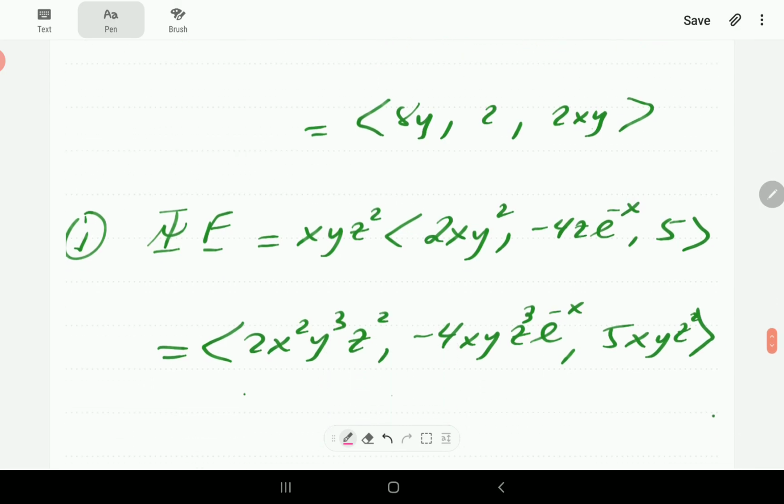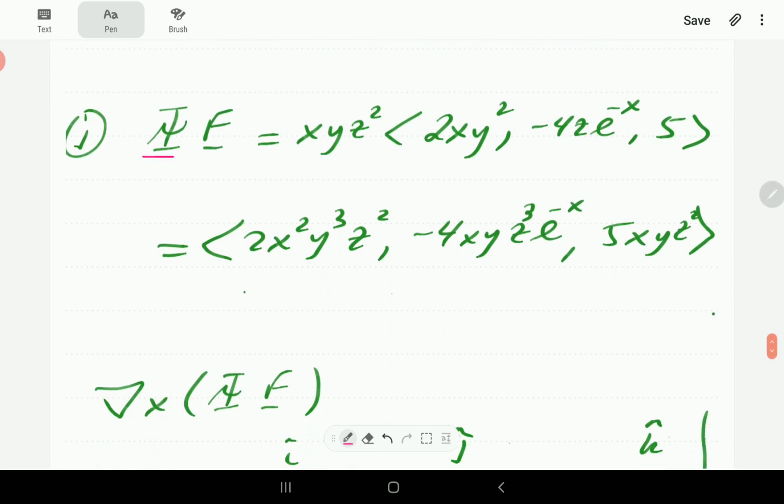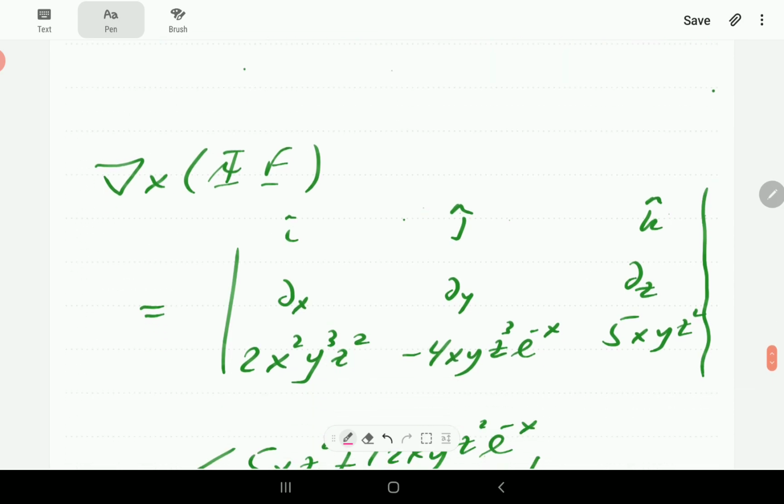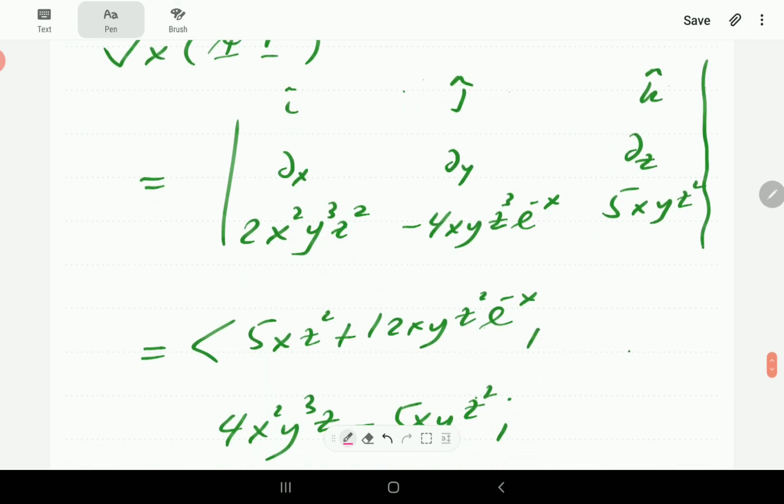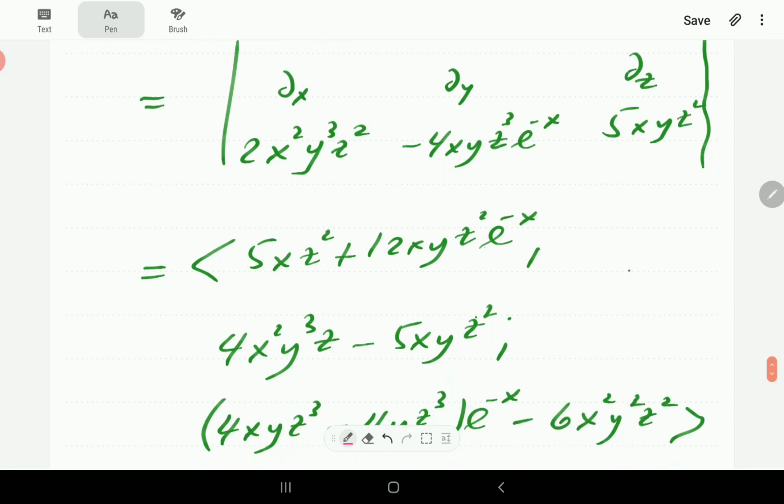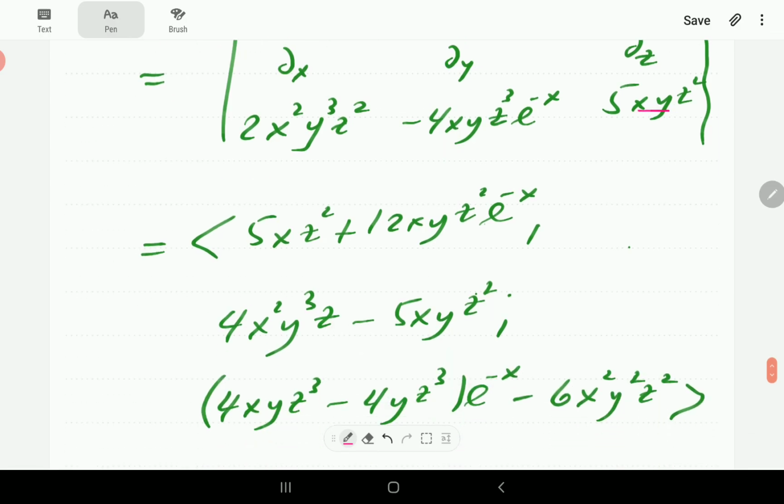And then lastly, we need to work out the curl of psi times f. So first of all, this is psi. This is f, so multiply through because this is a scalar. And then these are the components we get. And then we simply plug this into this 3 by 3 determinant. So derivative of this with respect to y is going to be 5xz squared. And then this with respect to z is going to give us this one. And then this with respect to z is going to give us that. And then that with respect to x is going to give us 5.